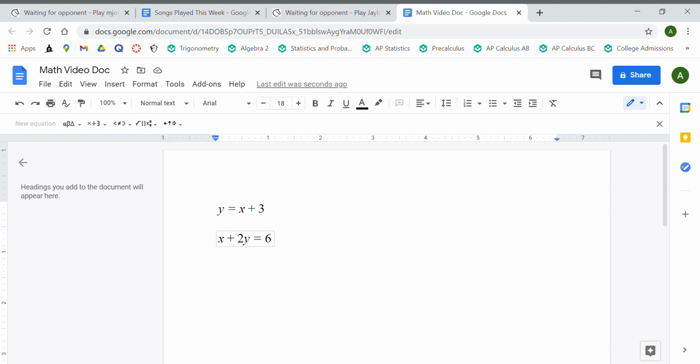Now don't freak out, because guess what? One of your variables is already solved. Not the constant solved. You cannot take this as part of your solution. But you can substitute this expression x plus 3 for y. Plug it in here and solve for x. So what we do is you take x plus 2 times y, where y is equal to x plus 3, and set it equal to 6.